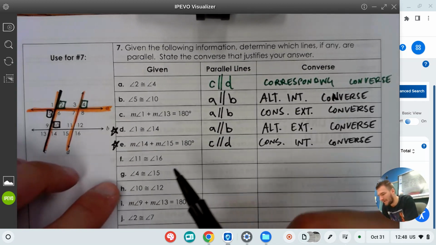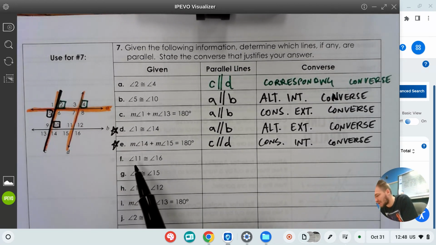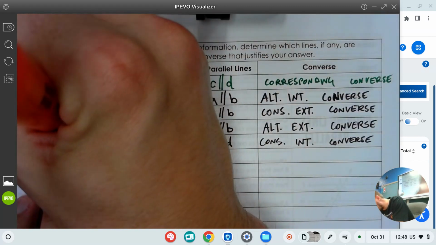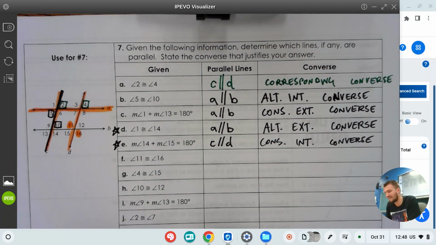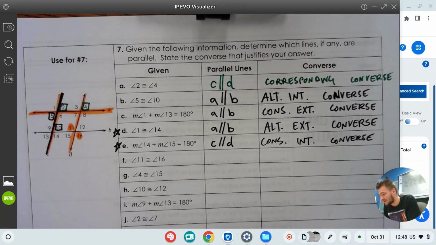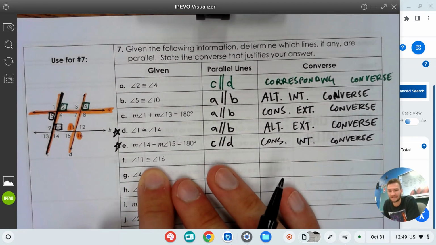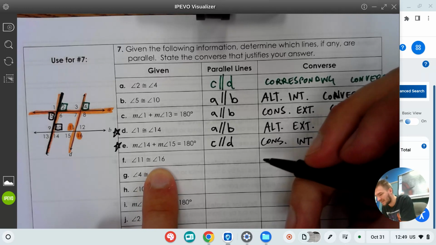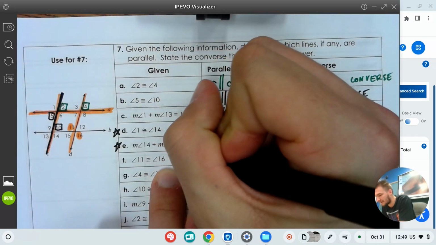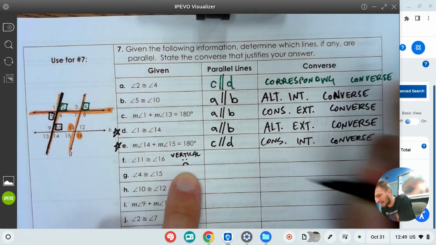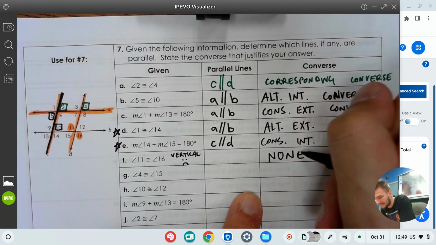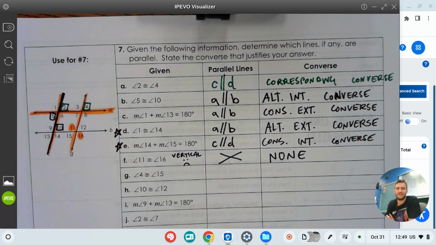All right, we did those two. Let's check out 11 and 16 just for a second here. You see 11 and 16. 11 and 16 is our favorite. 11 and 16 are vertical angles. And we know that vertical angles are congruent. But what's going on with F is that these are vertical angles, and vertical angles are bad when it comes to parallel. Okay? This is going to be a none, no good question for F.